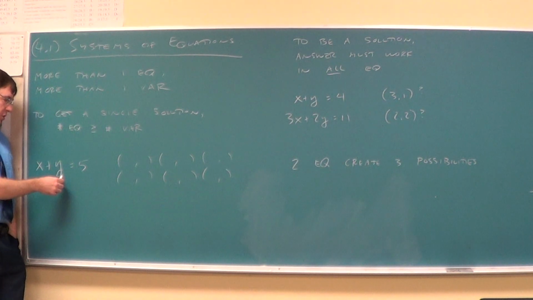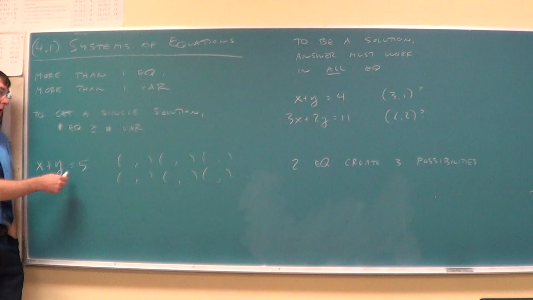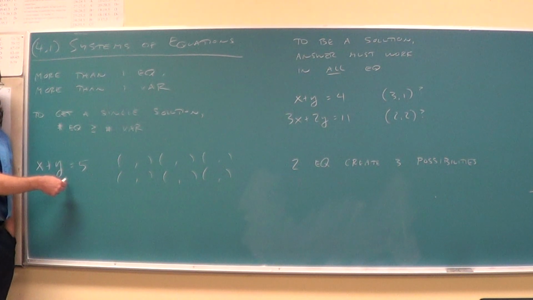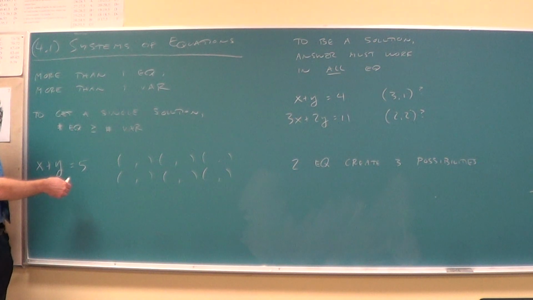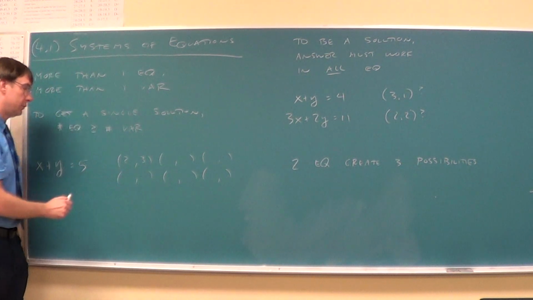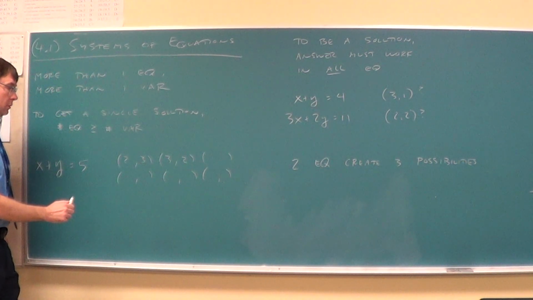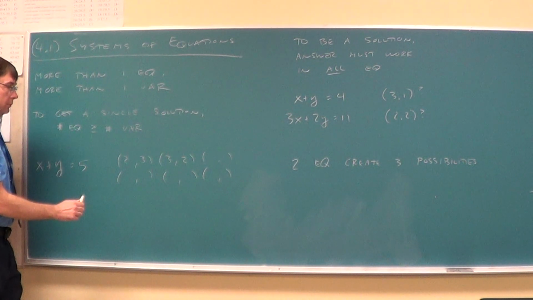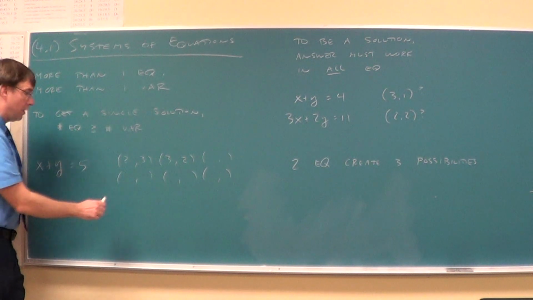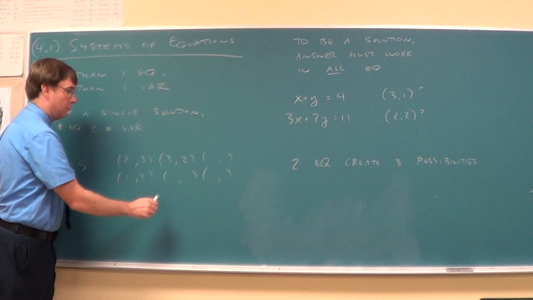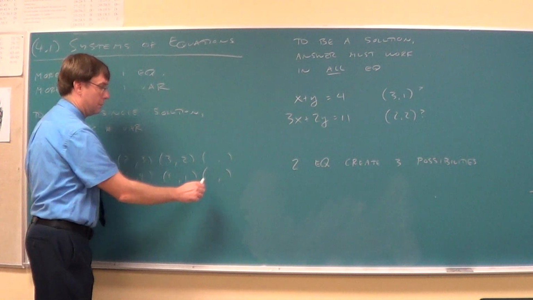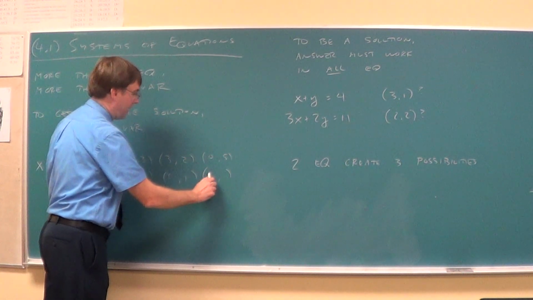If I give you just an equation like this, which we've seen before, the first day I brought it into chapter 3, I think we broke this one out. Can somebody give me an ordered pair that makes this work? 2, 3 works. 3, 2 works. 1, 4 works. 4, 1 works. 0, 5 works. 5, 0 works.